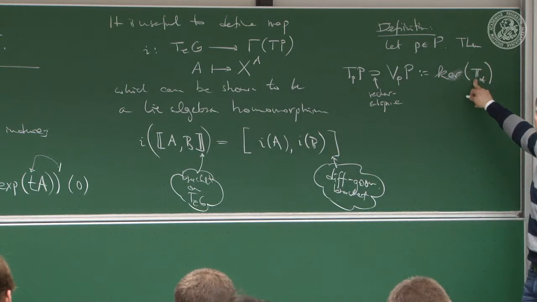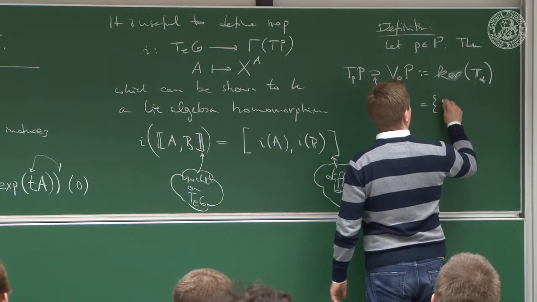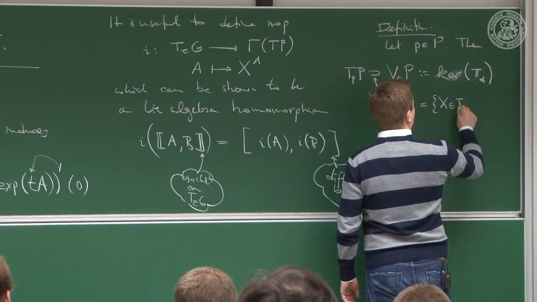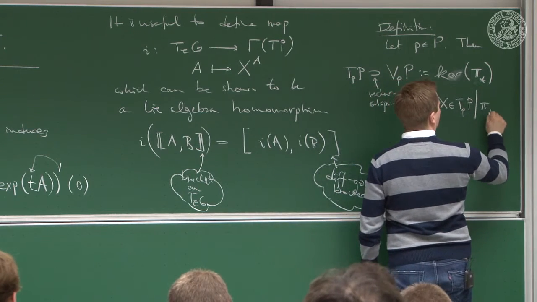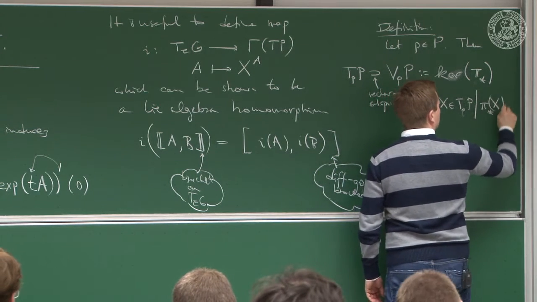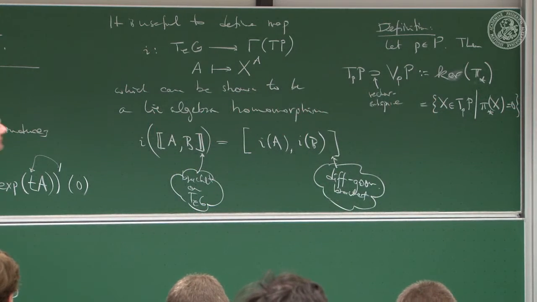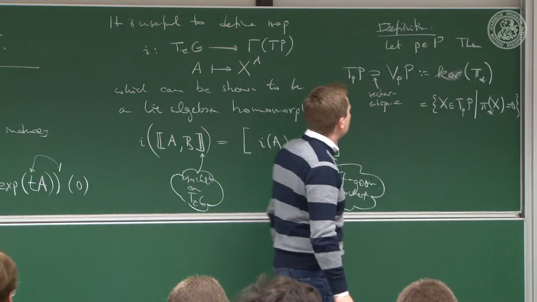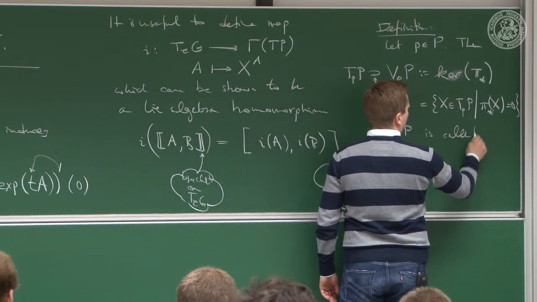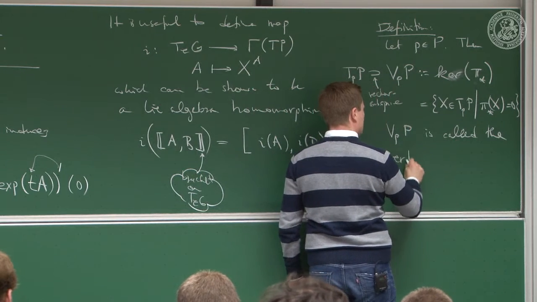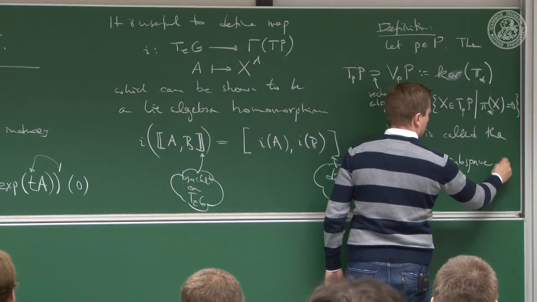And you remember that the kernel is nothing but all the elements in the tangent space at P, such that the push forward, which is a linear map, takes this to 0. The kernel is all those elements that are taken to 0 by the linear map mentioned here. That's the kernel, and this V_P P is called the vertical subspace at this point P.